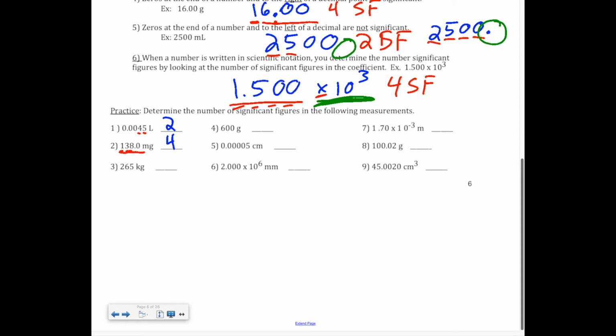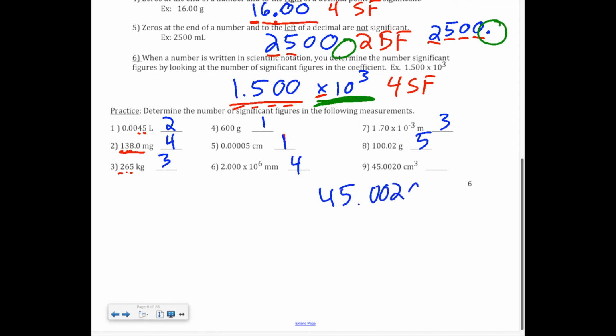And then for number 3, that one's easy. There are 3 sig figs because there's no zeros here. There's just 3 digits. And then for number 4, there is not a zero present, so there is 1 sig fig. Go ahead and try the rest. That's 1. That's 1. That's a 4. That's a 3. That's a 5.